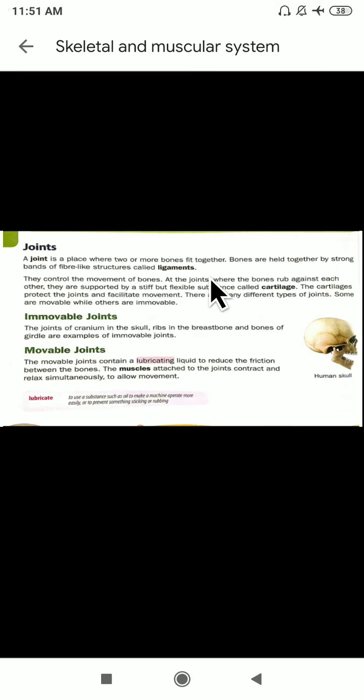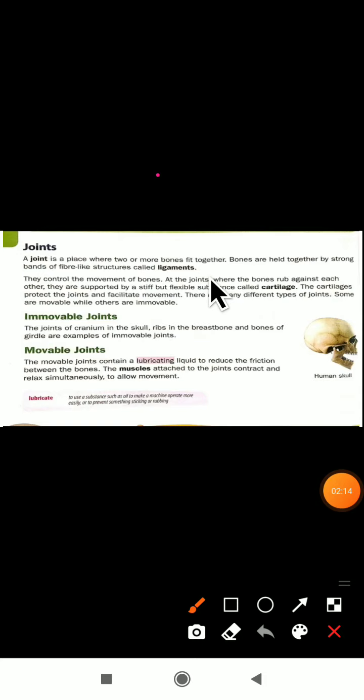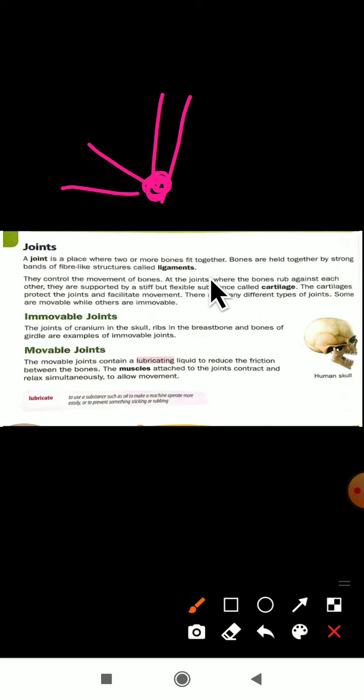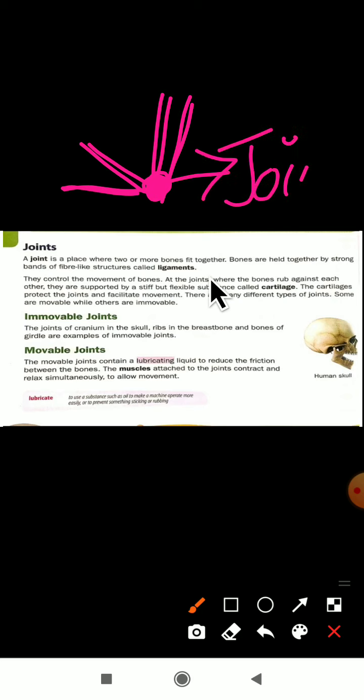Remember, dear students, what are joints? A joint is one place where two or more bones, even four bones, meet at one place and fit together. They are joined at one place only. For this we are calling it a joint.